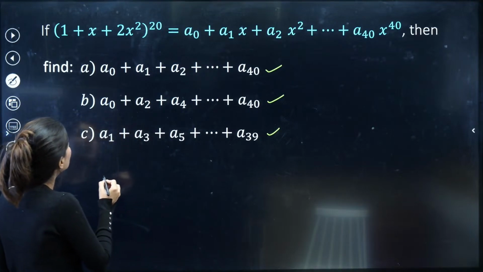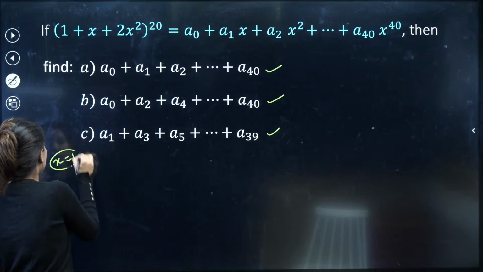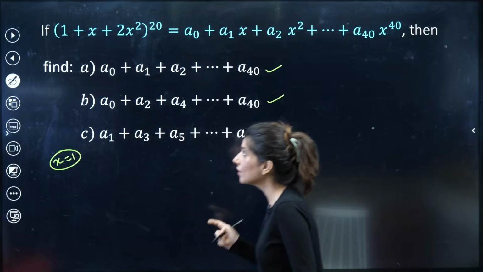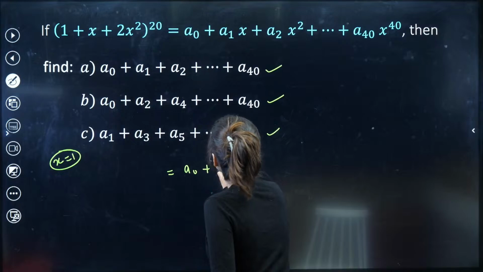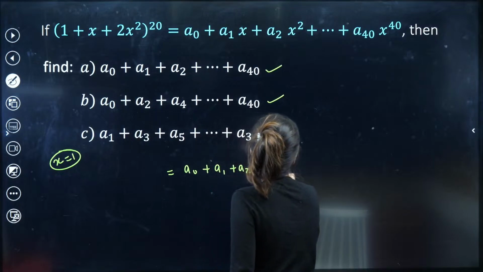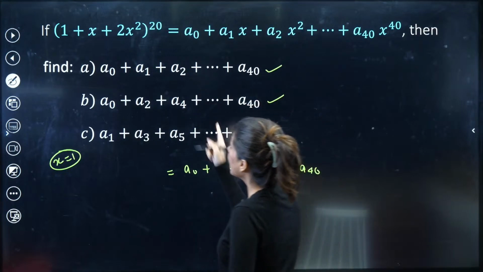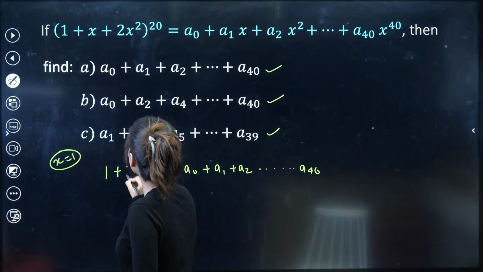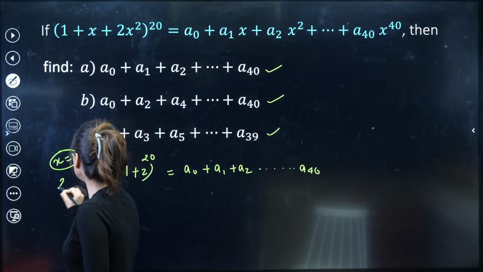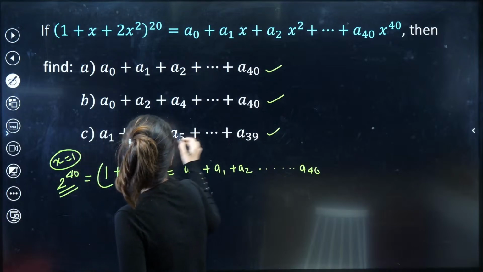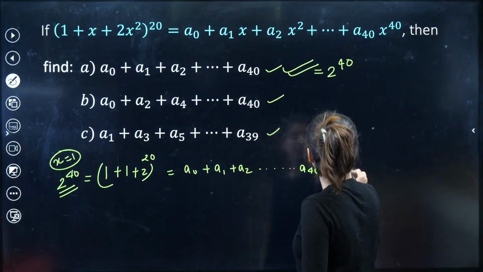First of all, you put x equals to 1 in the original equation. The moment you put x equals to 1, on the right hand side you get a0 plus a1 plus a2 and all the way up to a40. That is part A. On the left hand side, if you put x equals 1, you get (1 plus 1 plus 2) raised to power 20, which is 4 raised to power 20, that is 2 raised to power 40. So this is coming out as 2 raised to power 40. This is your first equation.